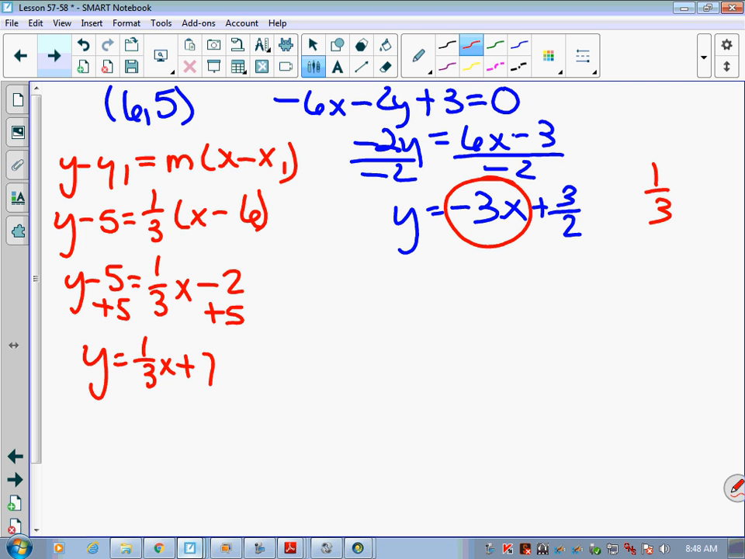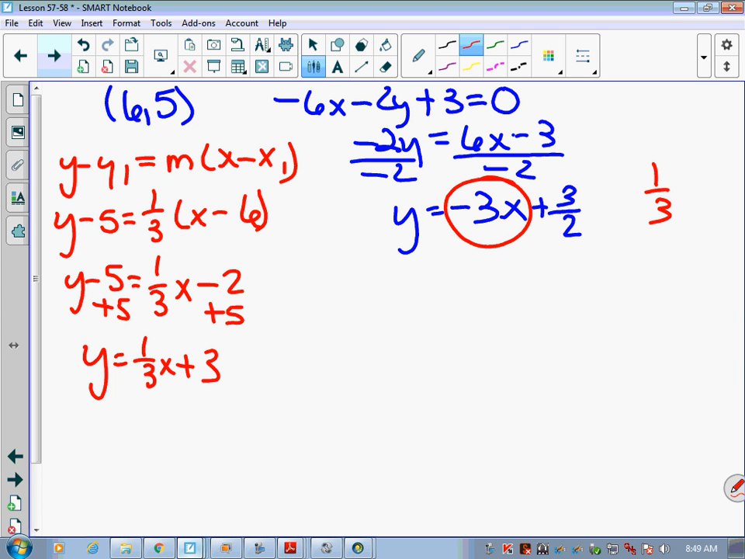So now I have two equations, right? I've got the equation of our line, and I've got the equation of the perpendicular line that goes from that point to that line. Did I mess up? Oh, goodness. Yeah, you're right. It's 3, right? Did I get it right that time?